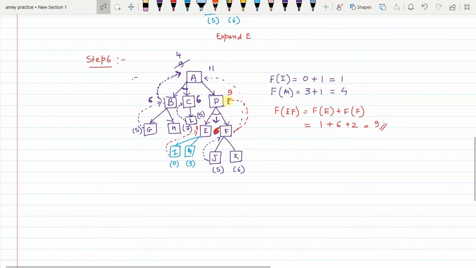Now we have to find out what is the backup value that you obtain at A. So what is the new f value of D? It is 9. So then the backup value of A will be 9 plus the unit cost along the edge connecting D and A. So it will be 9 plus 1, right? So 10. So what is the new backup value that you get at A? The new backup value will be 10. The old was 11, now you get 10. Fine.